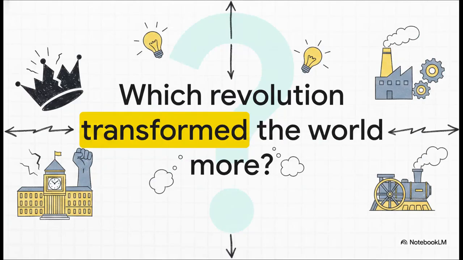And seeing that split screen brings us right to the absolute core of the historical debate we're tackling today. Which of these two distinct engines actually changed the world more? Was it the political revolutions that overthrew governments, or was it the economic revolutions that changed how everyday goods were made?